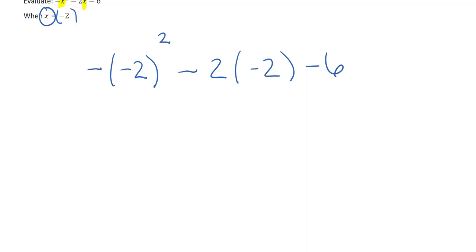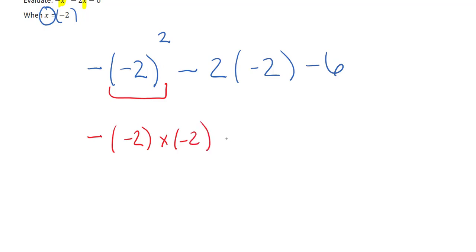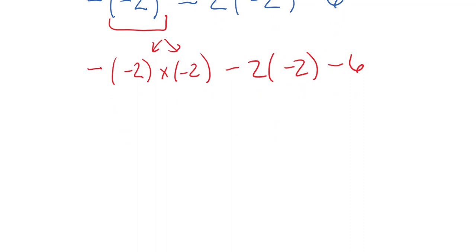Let's go ahead and deal with this. We first deal with anything inside of parentheses, if there are operations, and then we deal with exponents. So the first thing we're going to tackle is this: negative, and then negative 2 times negative 2. Then we have minus 2 times negative 2, minus 6. We deal with the exponent first. Negative 2 times negative 2 is positive 4, but then we have this negative sign, so it's still going to be negative 4.